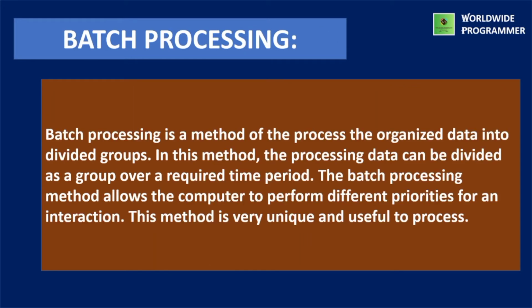Next method is batch processing. Batch processing is a method of processing the organized data into divided groups. In this method, the processing data can be divided as a group over a required time period. The batch processing method allows the computer to perform different priorities for an interaction. This method is very unique and useful to process.